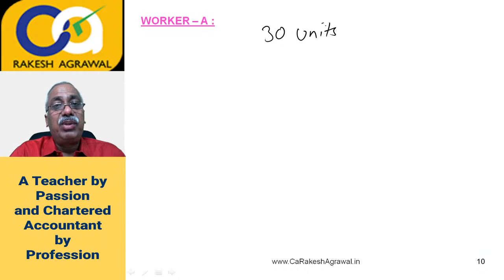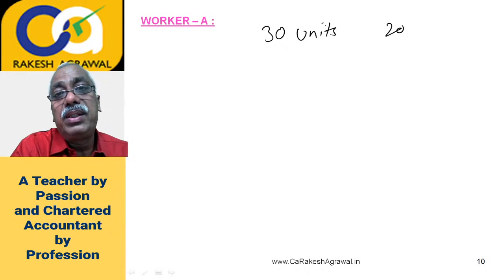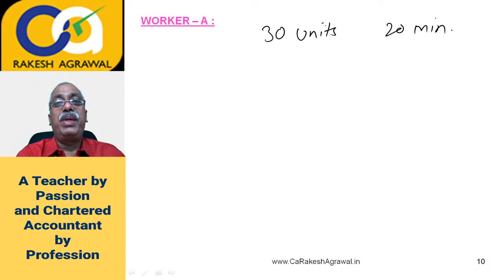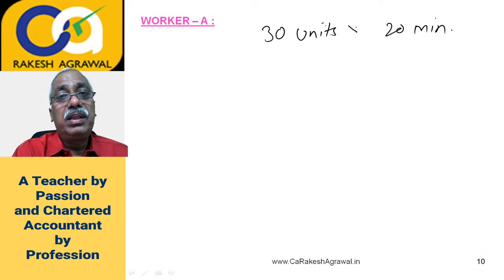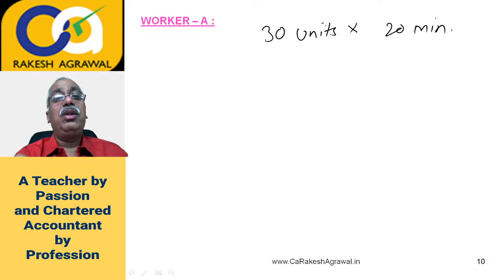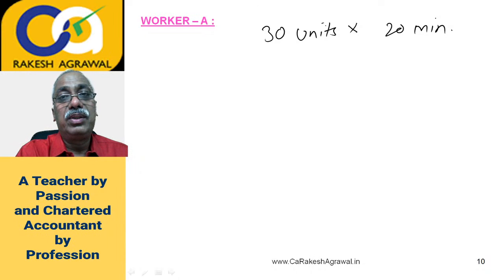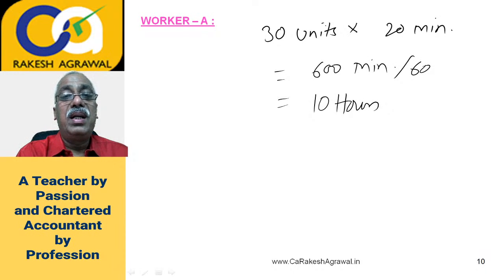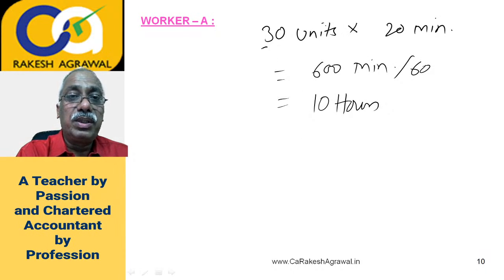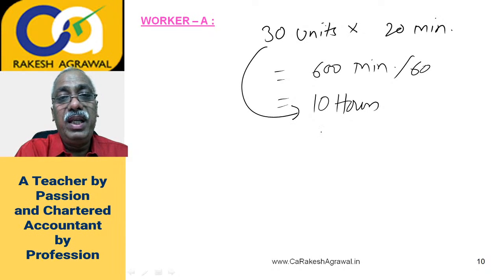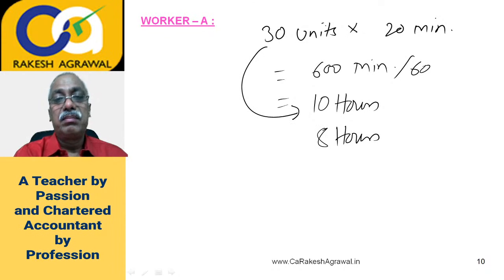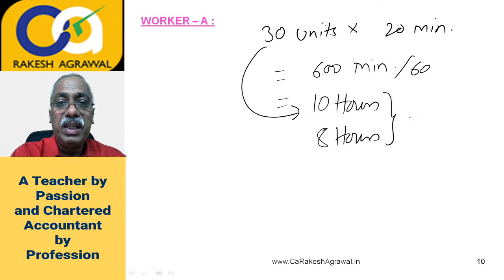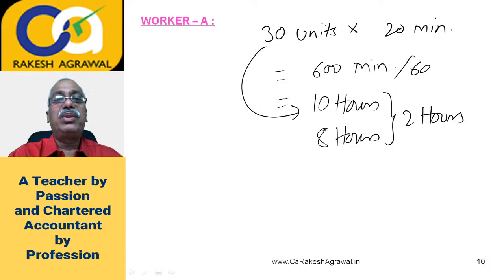He has actually produced 30 units, and we allow 20 minutes for one piece. Standard time allowed for one piece is 20 minutes. If he has produced 30 units, in how much time were we expecting him to produce them? Each unit 20 minutes, so 30 units are expected to be produced in 600 minutes, and 600 minutes divided by 60 minutes gives 10 hours. It means worker A was expected to produce these 30 units in 10 hours, but actually he has produced it in 8 hours. That is the actual time taken by the worker. So how much time has he saved? 2 hours. 2 hours is the actual time saved.